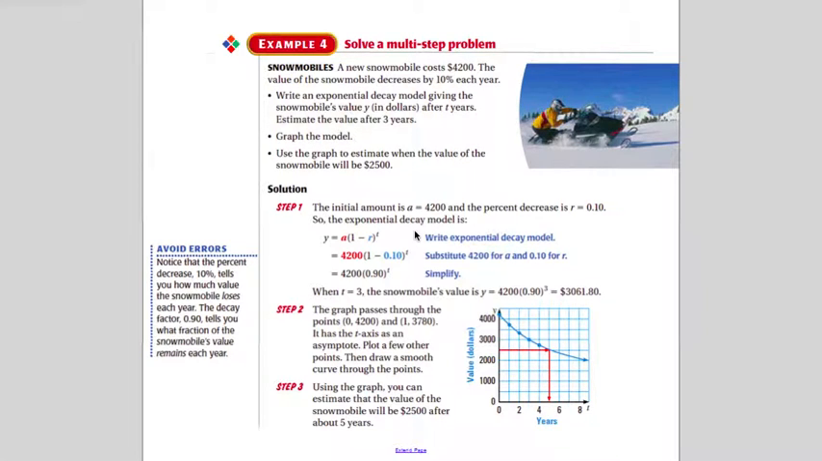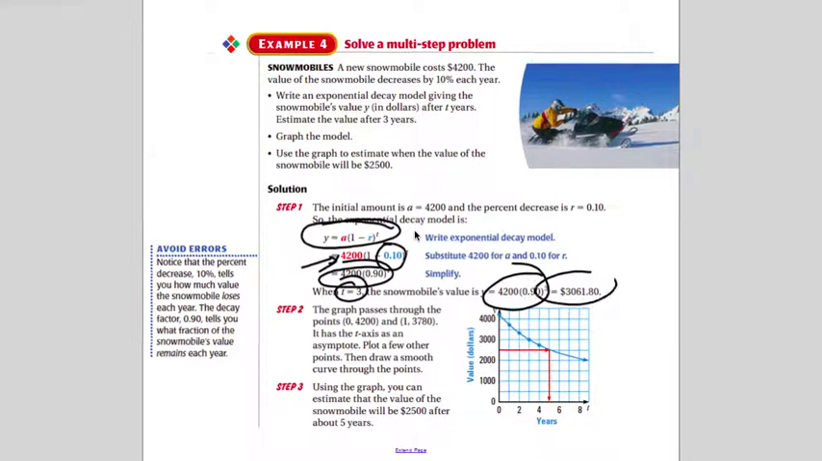Here's an example from the textbook. A new snowmobile costs $4,200. The value of the snowmobile decreases by 10% every year. So you have the basic model, you put in the initial value, and the decay, which means every year you are only left with 90% of the original value. After 3 years, you take it to the third power, and the answer is $3,061.80.